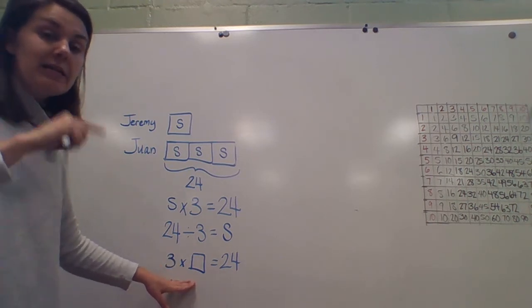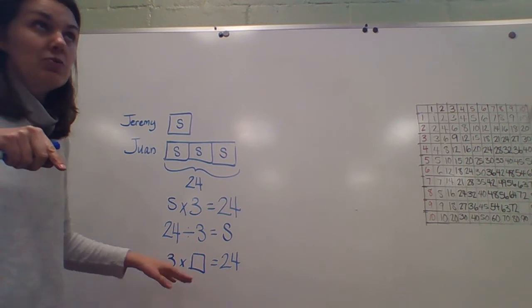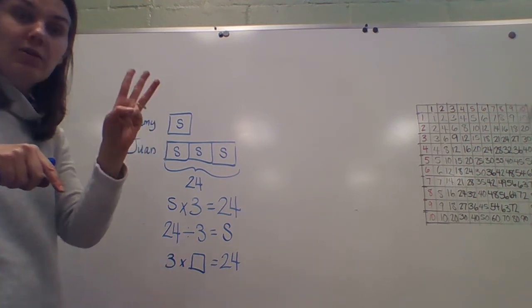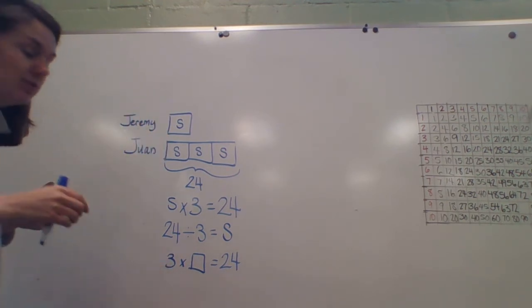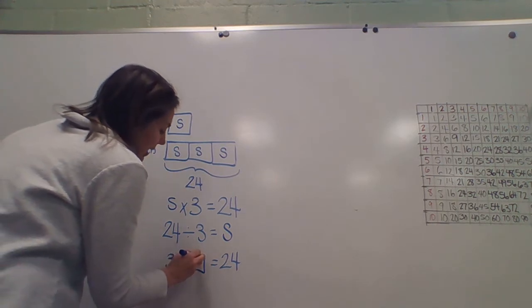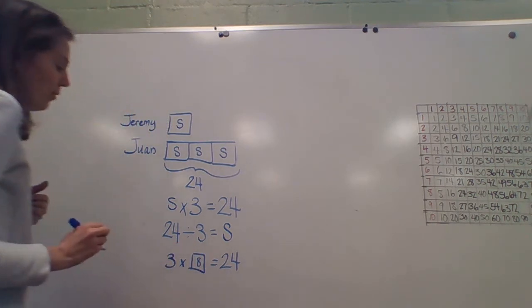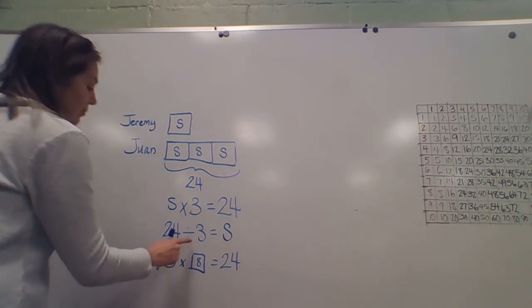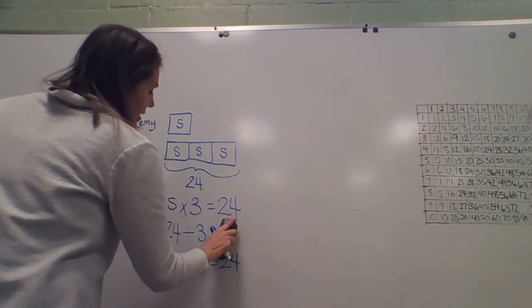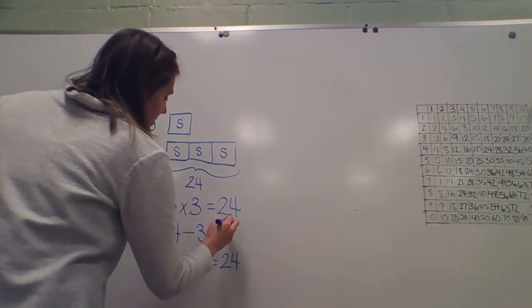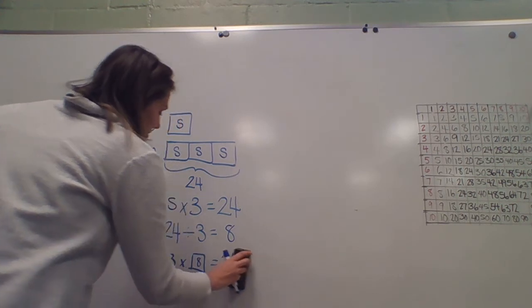So let's try 8 times 3. That would be adding 3 more: 21, 22, 23, 24. Yes, that's right. So if 7 times 3 is 21, 8 times 3 must be 24. Therefore, 24 divided by 3, our unknown number S, is going to be 8.